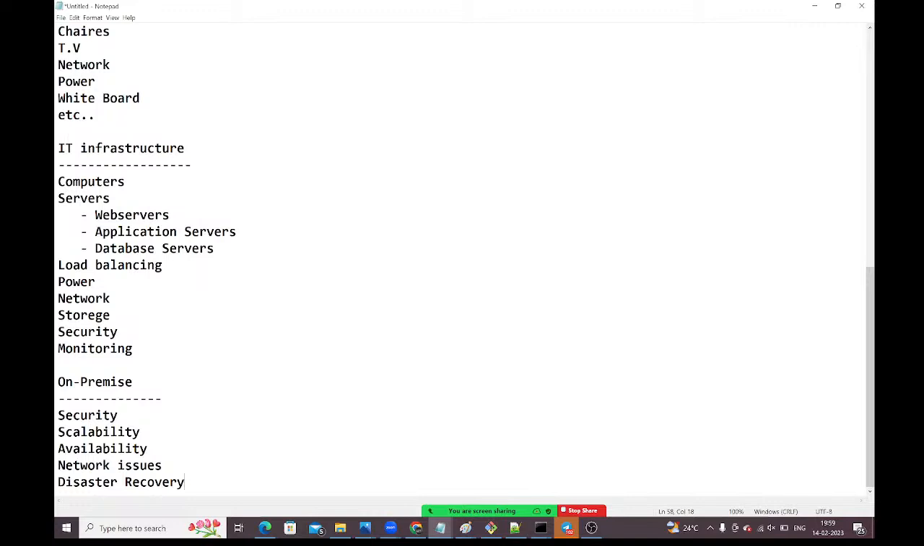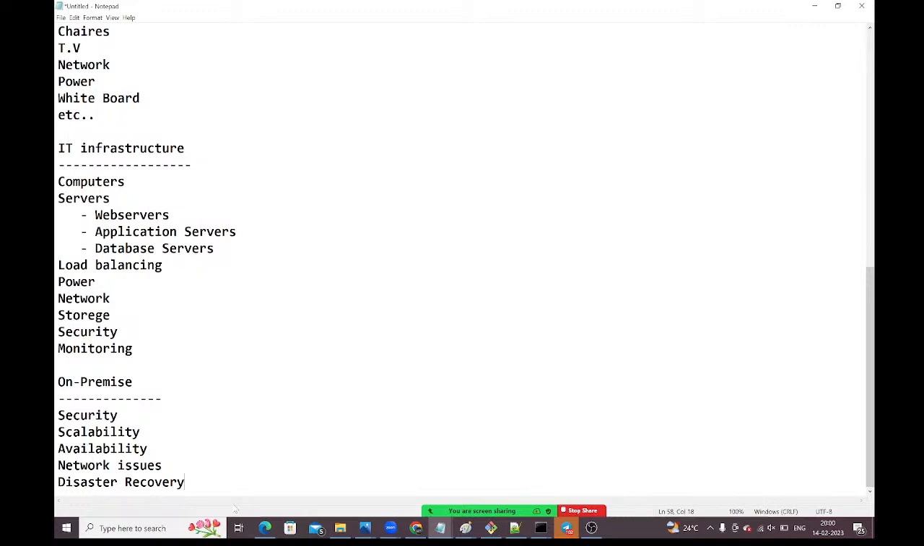This is not that easy, guys. Managing all these things manually is not that easy. If you set up the infrastructure on your premises, all these things you need to take care. Is it clear, guys? These are the problems we will face if we set up the infrastructure on our premises.